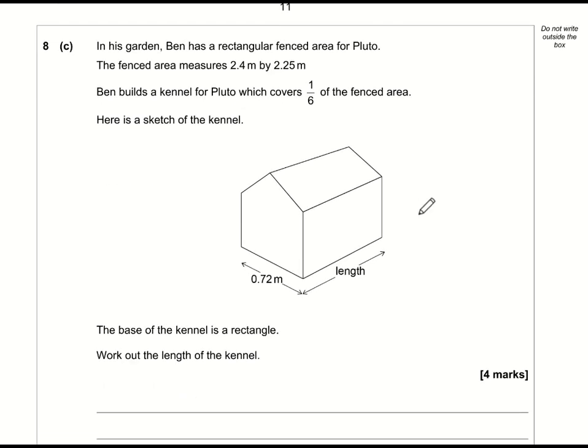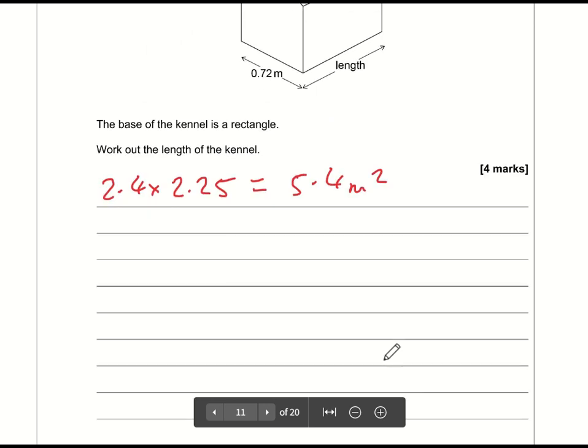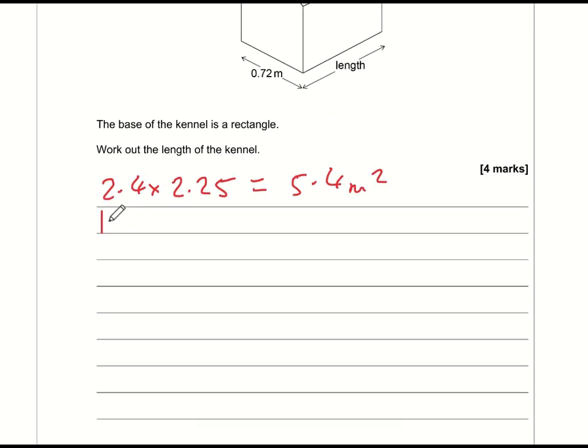Okay, so the first thing we need to do for this question is work out the area of the fenced area. So 2.4 multiplied by 2.25, and that is 5.4 meters squared. Now, Ben builds a kennel which is 1/6 of this area, so let's work out the area of the kennel. So the kennel area is 5.4 divided by 6, and 5.4 divided by 6 is 0.9 square meters.